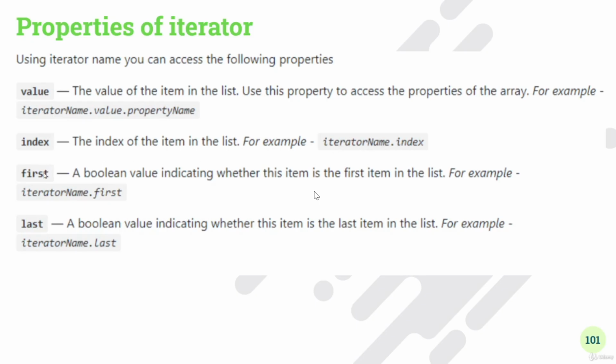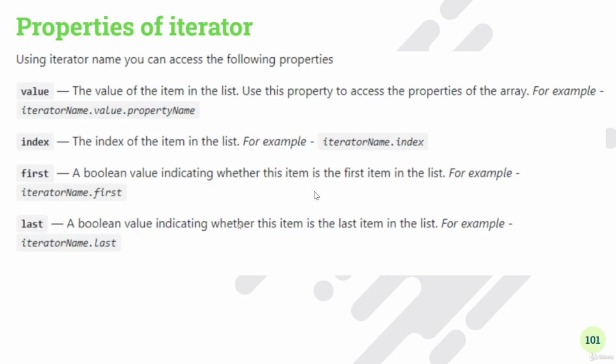If you want to show something on the first iterator, then you call it iterator name dot first. It's a boolean value indicating whether this item is the first item or not. Similarly, we have a last property, a boolean value indicating whether this item is the last item in the list or not.